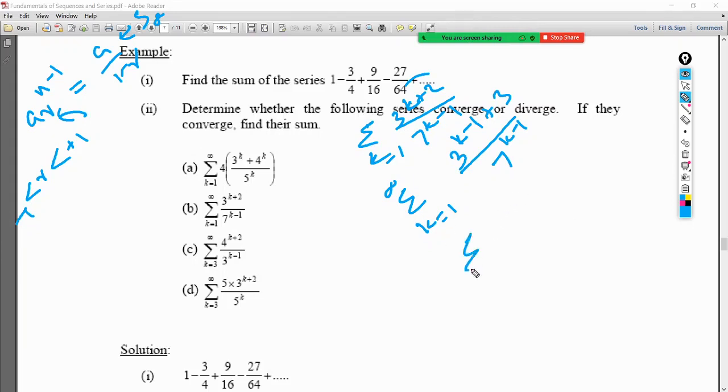Now I can write this as sigma k equal 1 to infinity.